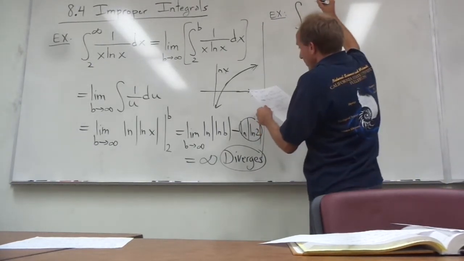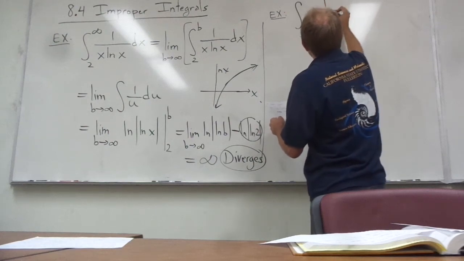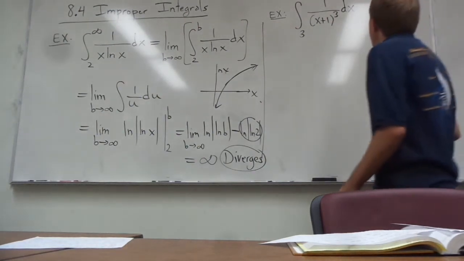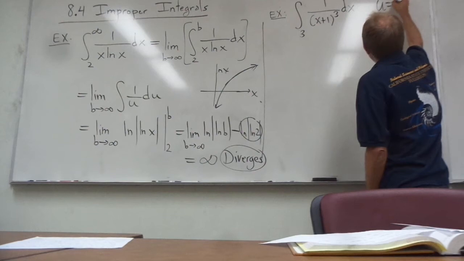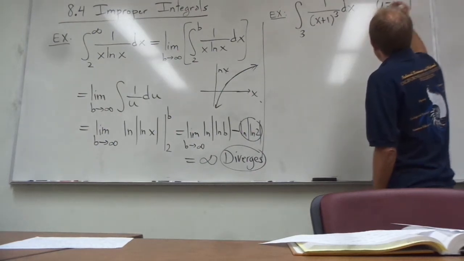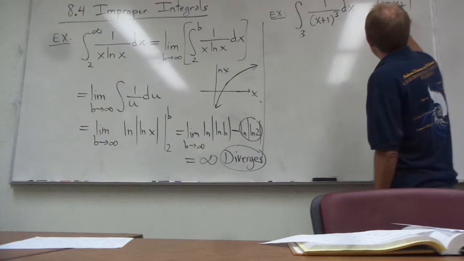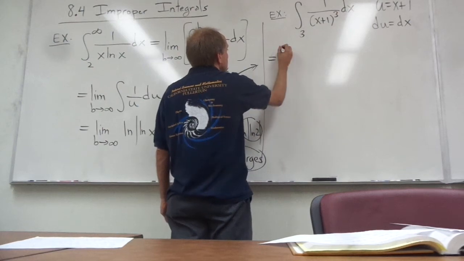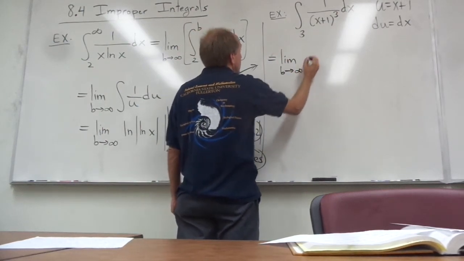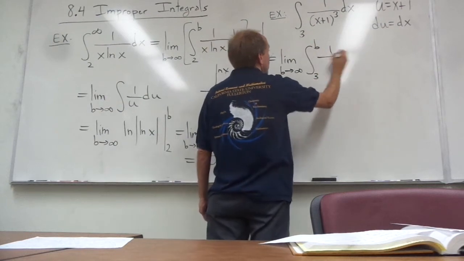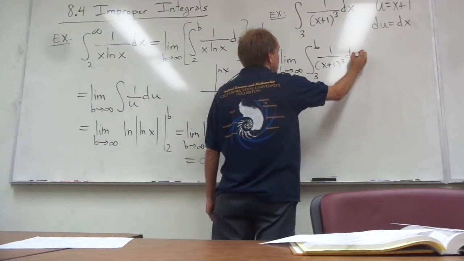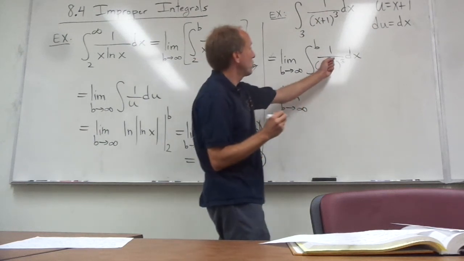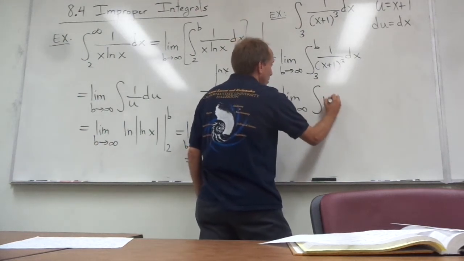Let's do this one. The integral from 3 to infinity of 1 over (x plus 1) cubed dx. Let's try this one real fast. To do this one, I'm also going to use a u substitution. I'm going to let u equal x plus 1, so du is just equal to dx. This is the limit as b goes to infinity of the integral from 3 to b of 1 over (x plus 1) cubed dx. At least at the beginning, I'm just going to treat this as an indefinite integral of u to the minus 3.